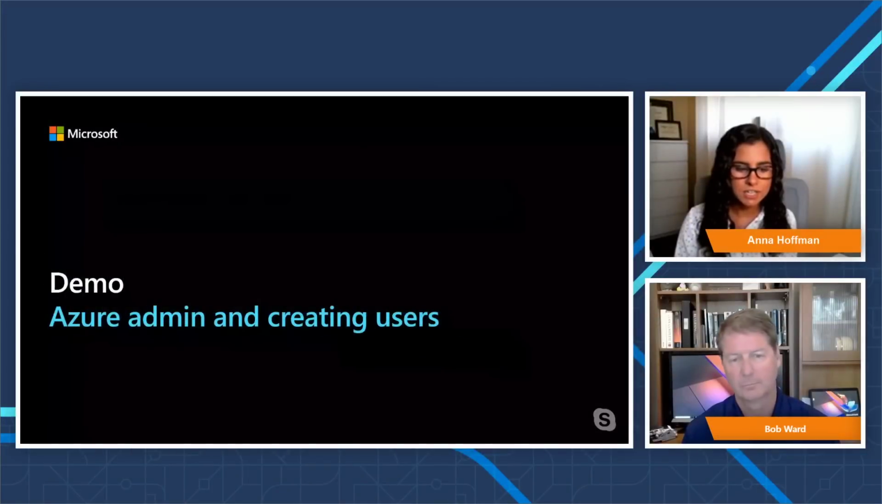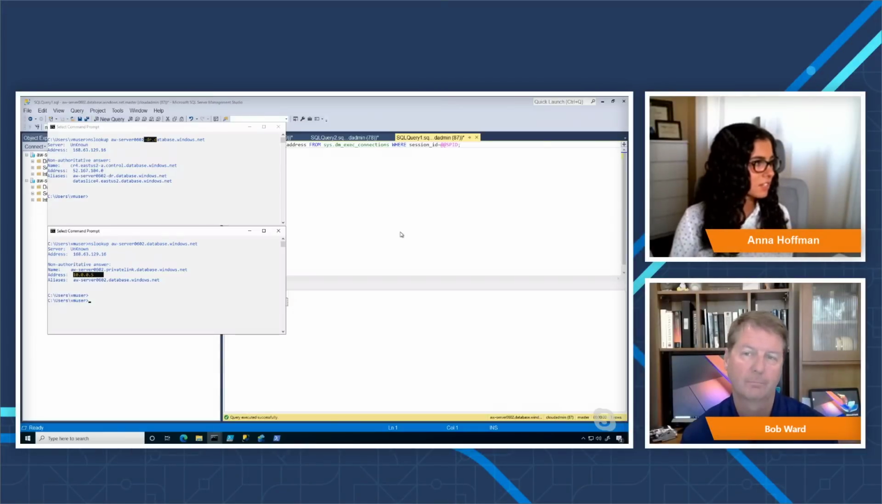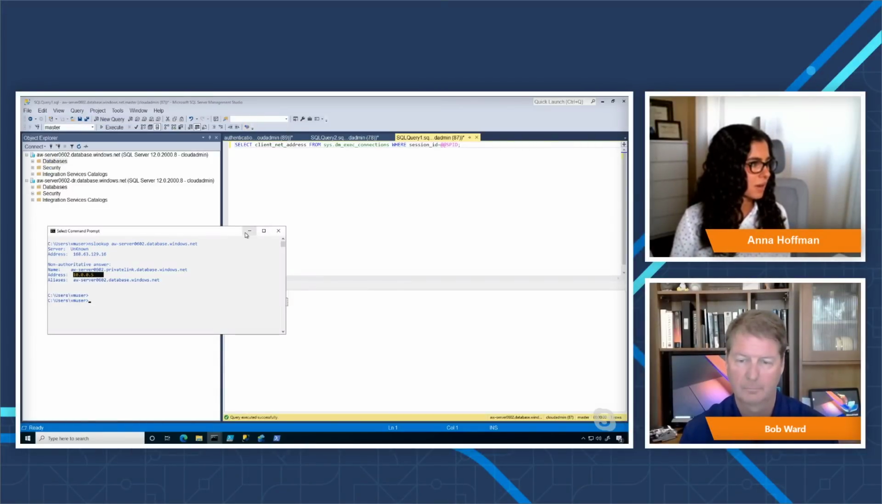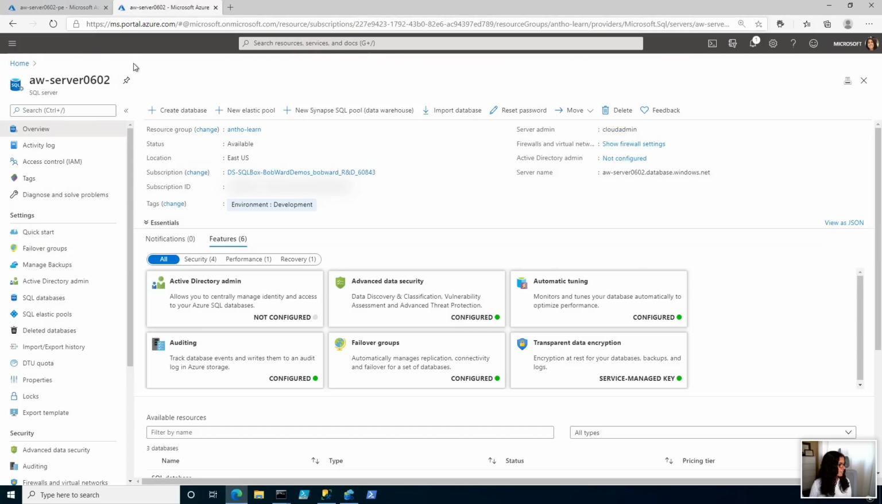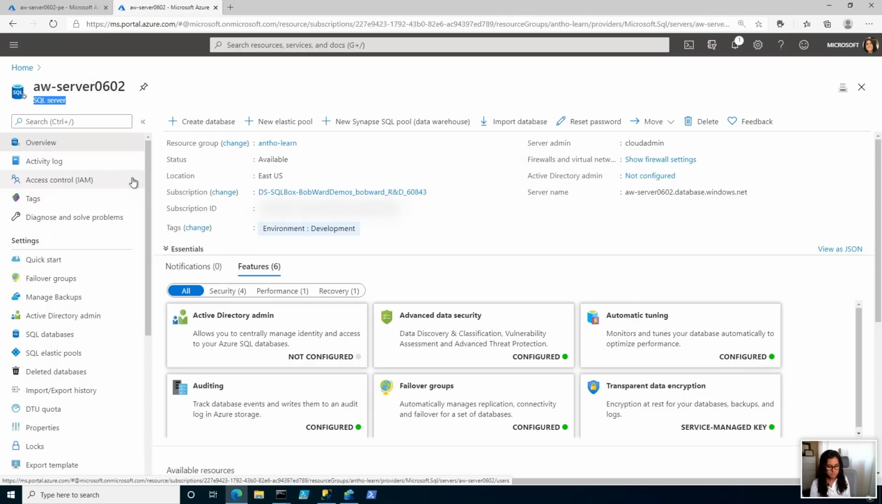So now let's take a look at what that looks like. I'm going to hop back over to my demo box. And in the portal, I have this logical SQL Server for Azure SQL Database. Now, on the right-hand side, and I can make this just a little bit bigger.